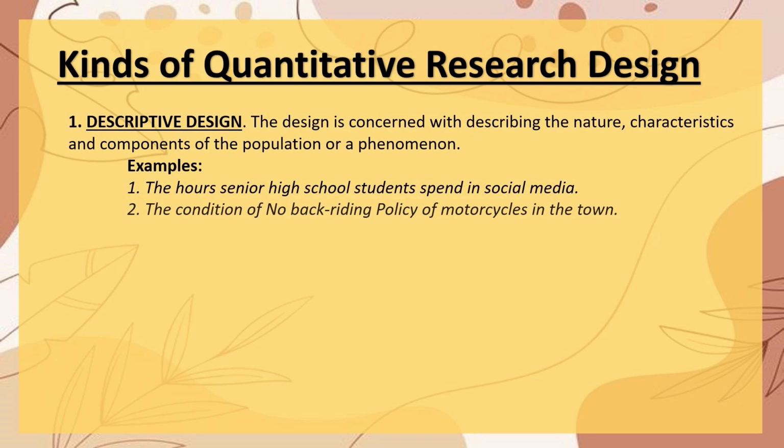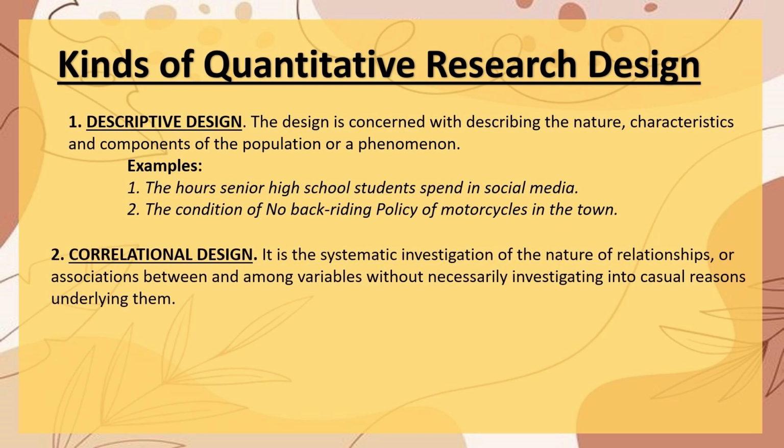The next example is the condition of no backriding policy of motorcycles in the town. This study would focus on observing and reporting how this policy is being implemented and its current impact on the community. Data could be gathered through surveys or interviews with residents, motorcycle drivers, and local authorities to document their experiences, compliance rates, and perceptions of the policy. The study might also track the number of violations, reasons for non-compliance, and any changes in transportation patterns.